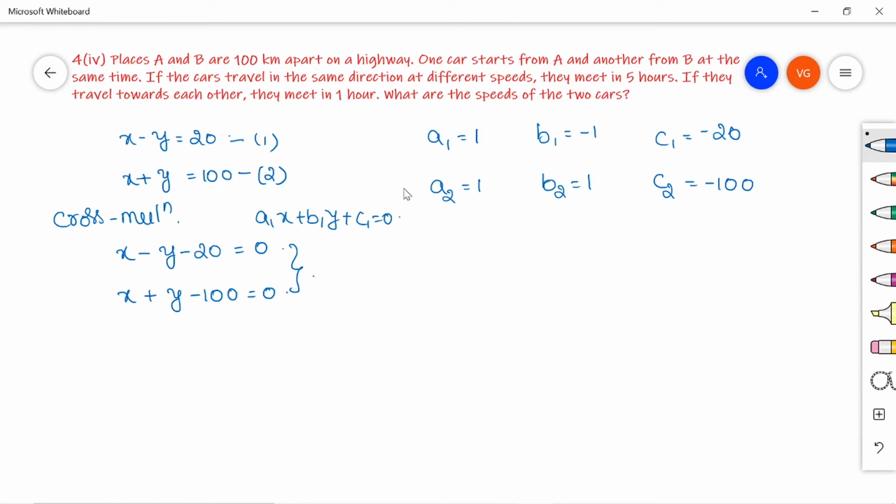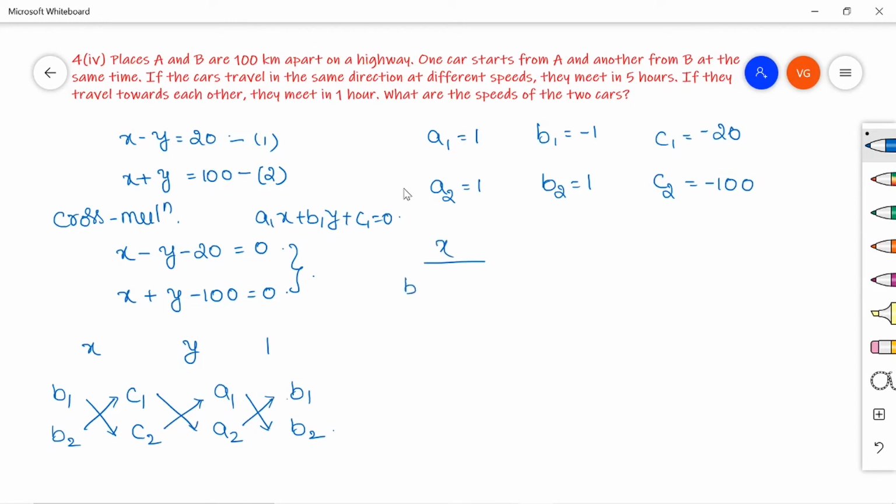Now I'll form the cross. I'll try to write down the formula here. So x, y and 1. Write down here b1, b2, c1, c2 and then a1, a2, again b1, b2. Form the crosses from up to down and down to up. Again up to down and down to up. So after writing like this, write down the formula for this. x divided by b1c2 minus b2c1 is equal to y divided by c1a2 minus c2a1, that is equal to 1 divided by a1b2 minus a2b1, right?